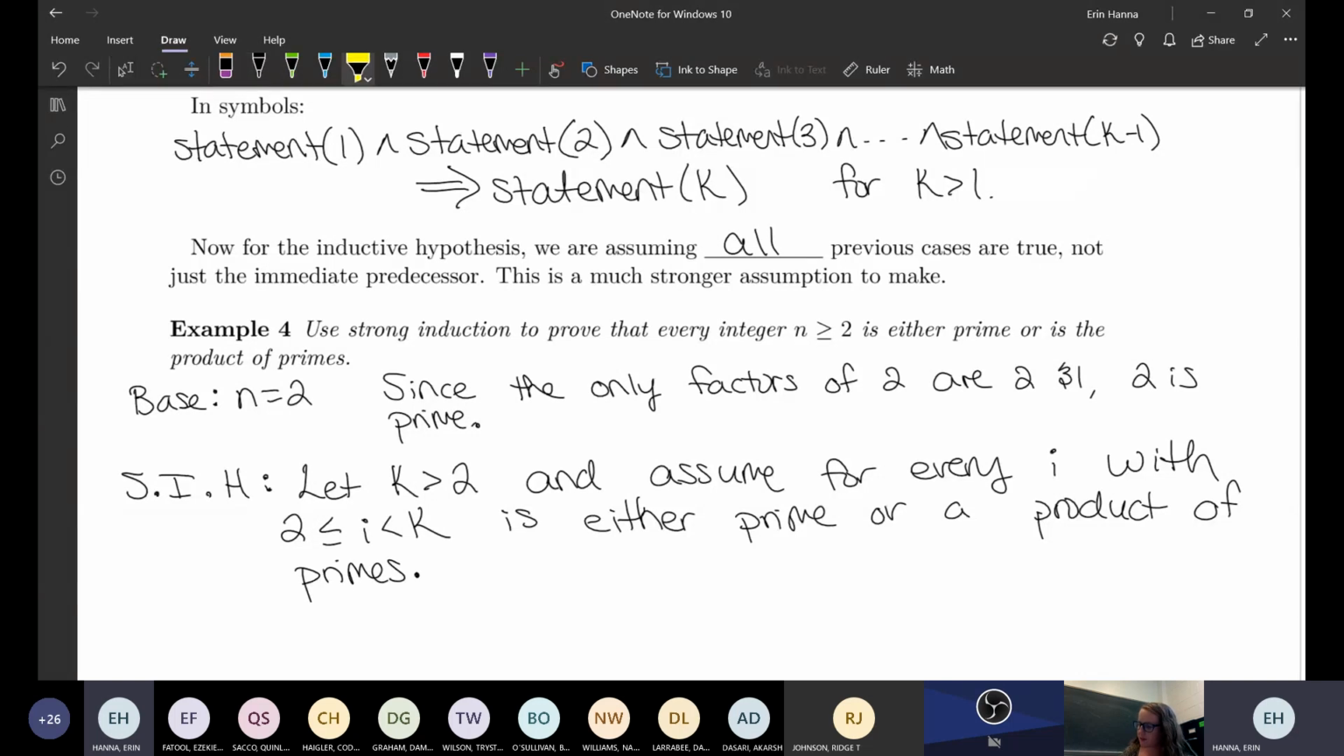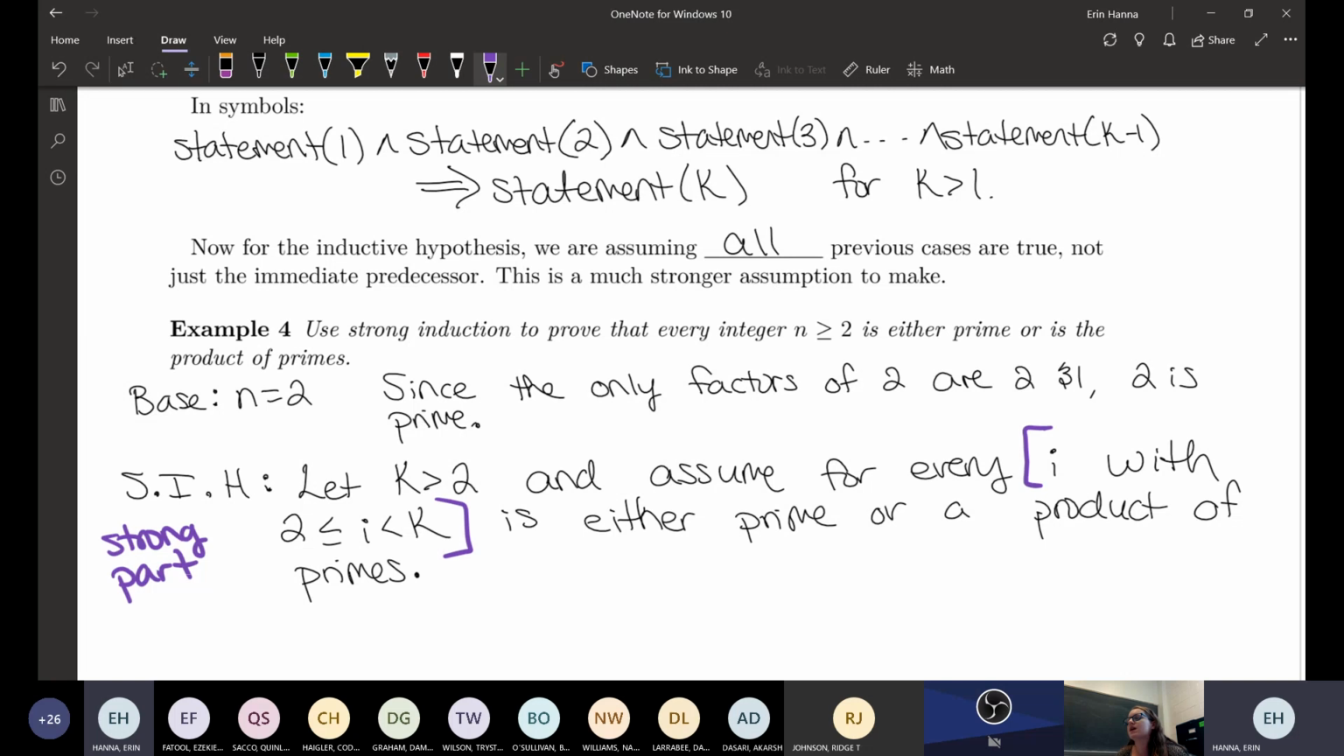So let me explain some of that. The k greater than 2 is kind of what we were already working with. Remember when we were doing our inductive hypothesis, we always said for k greater than 1. Well, here we're working with n greater than or equal to 2, not k greater than or equal to 1. So that piece is kind of normal to what we were already doing. But then this piece in here, for every i with i between 2 and k, that's the strong part. So that's kind of the new notation.